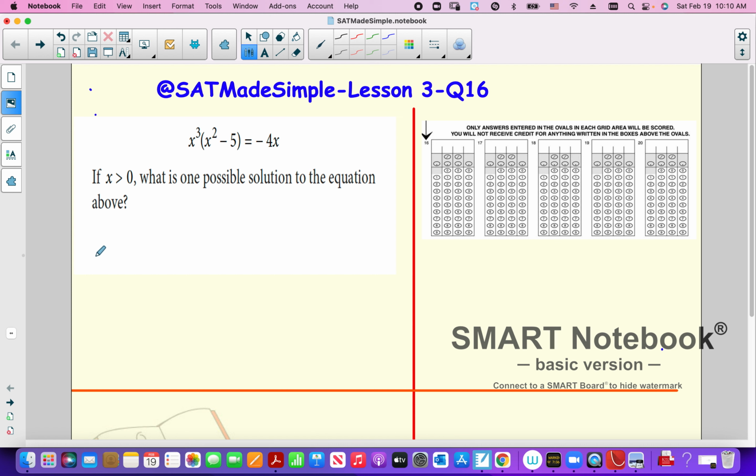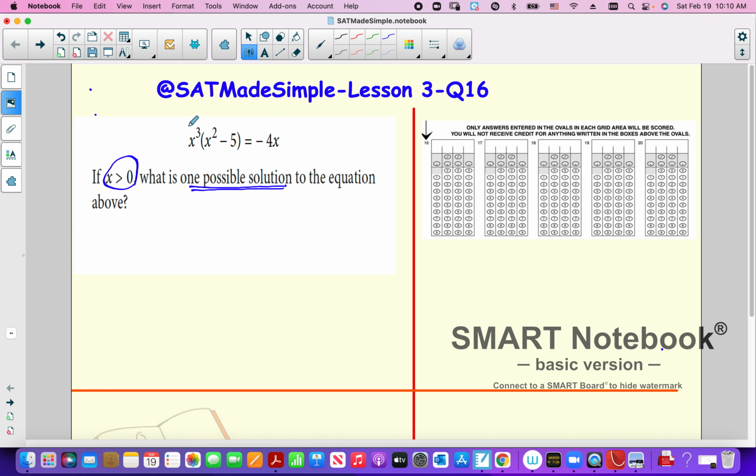Solve this equation, find the possible solution to the equation. It says one possible solution, so we think that there are more than one answer. Already he told me x is greater than 0, so if I get negative values for x, I'm going to reject that.